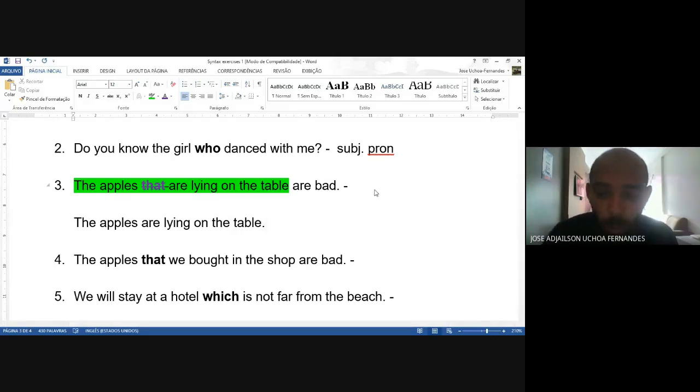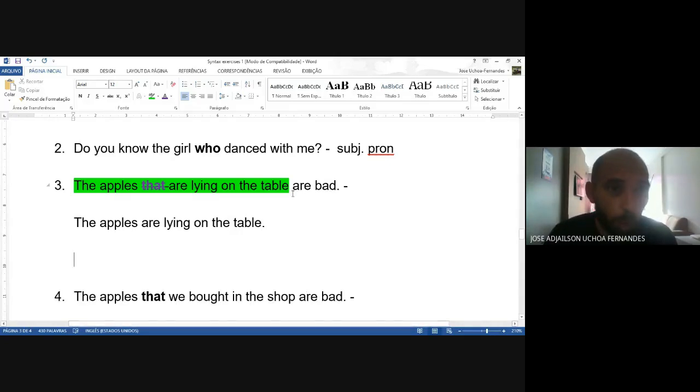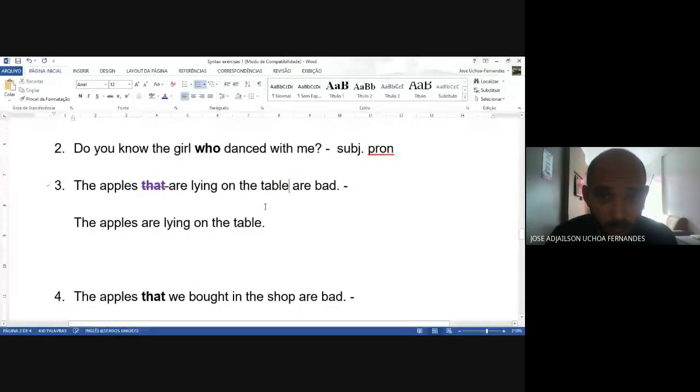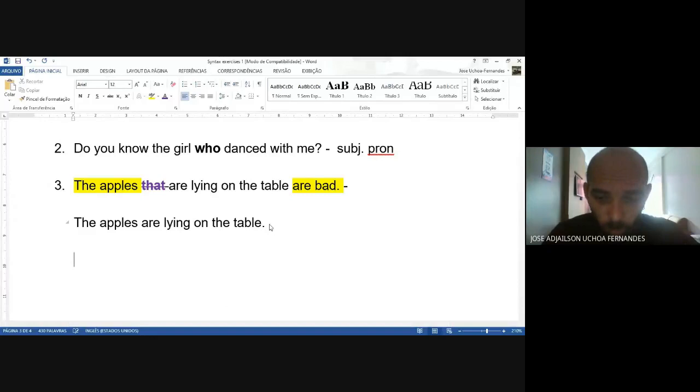Now, what do I know about the apples? What I know about the apples is the second piece of information from the second clause. The same apples are bad. So this is clause number 2.